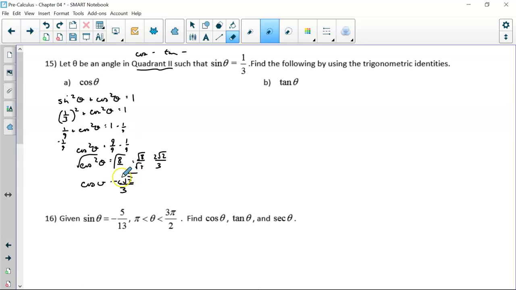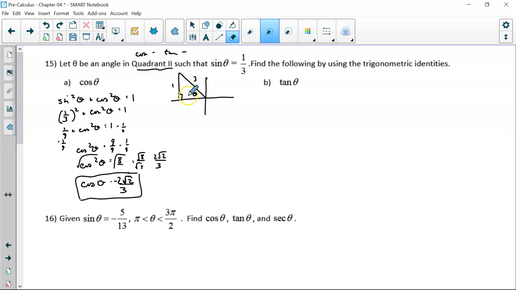Sorry about that. So it's going to be negative 2 root 2 over 3. Now, I think that's actually kind of messy. Probably the easiest way to do it: theta, we know we're in quadrant 2. Here's my triangle in quadrant 2. Here's theta. Sine is opposite over hypotenuse. It's 1 over 3. They're both positive.